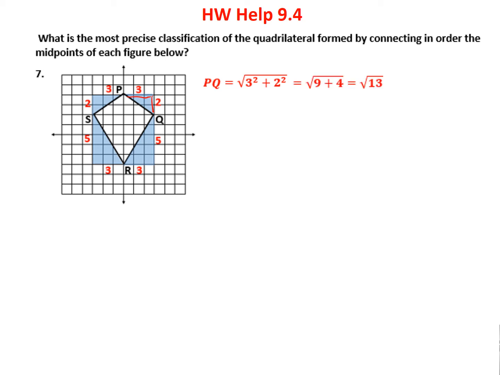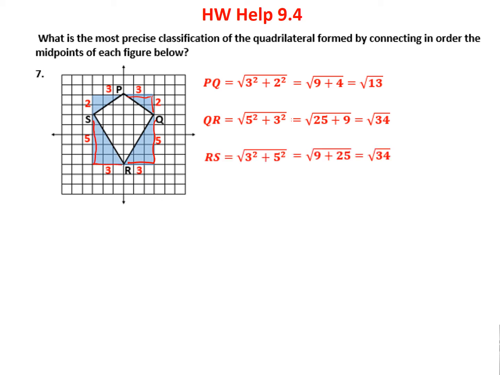For QR, our triangle that we draw here is 5 and 3. So that's going to be 5 squared plus 3 squared, or 25 plus 9, or the square root of 34. Now when we come to the next one, RS, we notice it's also 3, 5. So it will be the same size, square root of 34. So we now have this side equal to this side. That's halfway there. And as we come to our final one, notice it is 2 and 3, just like PQ.